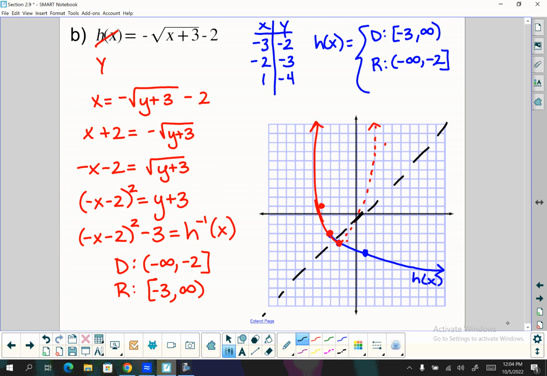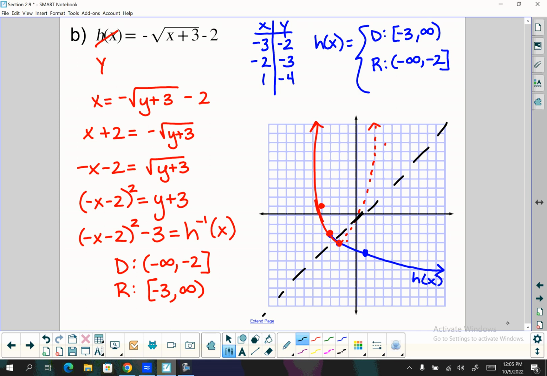Now for the inverse, I flip my x and y. And then this one's a little tricky. First thing I did is move the 2 over. Then, don't forget you still have this negative in front of the square root. So the next thing you need to do is get rid of the negative. You're going to multiply or divide both sides by a negative. I just swapped all my signs to get rid of that negative. Then I squared both sides.